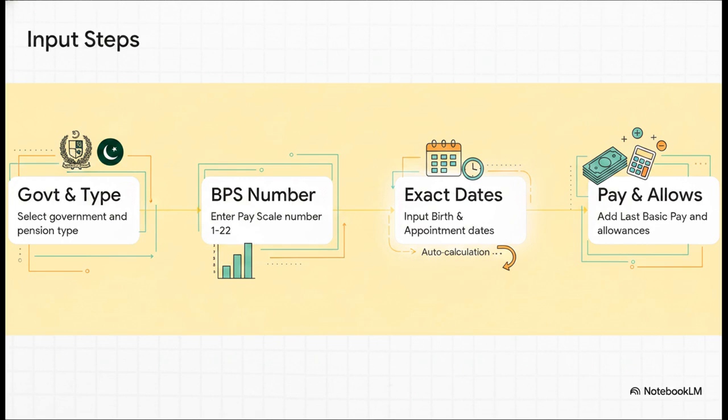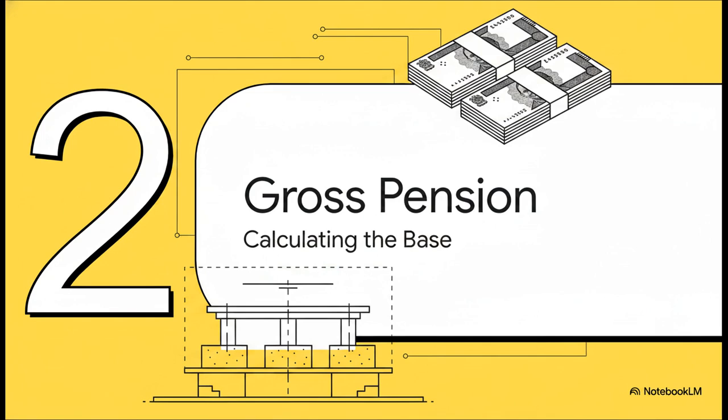Finally, input your last basic pay, without allowances for now, and then add any specific pensionable allowances like special pay or personal pay right below it. The tool even validates your basic pay against official BPS ranges, just to make sure you didn't accidentally make a typo. Section 2, calculating gross pension.